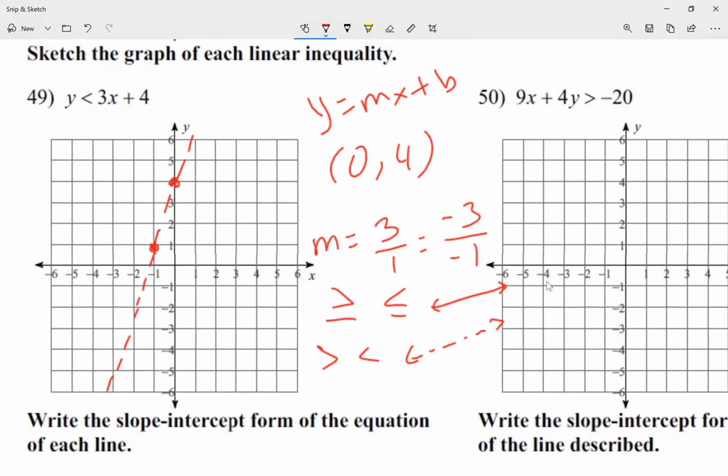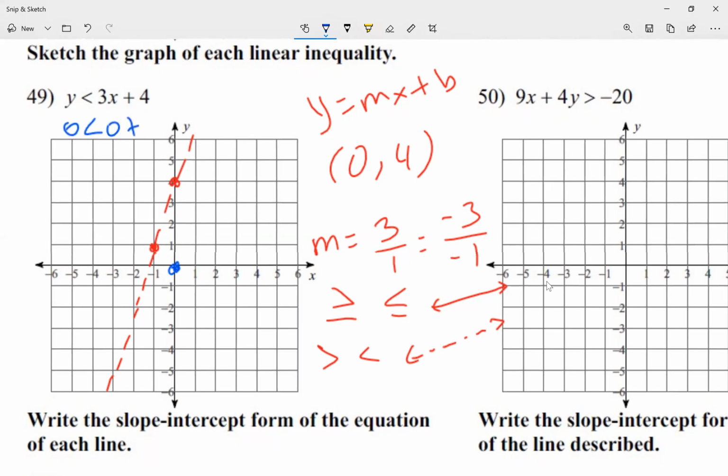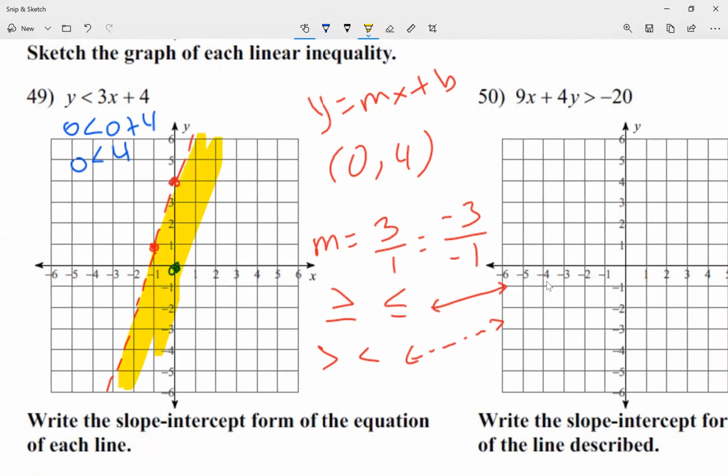And I also have to shade one of the sides of the line. Now, the way I'm going to find out is I'm going to choose a point that is not on the line. Let me choose the point 0, 0. And I'm going to plug it into my equation. If it makes sense, I'm shading this side. If it doesn't make sense, I'm going to shade the other side. So basically 0 is less than 0 plus 4. That gives me that 0 is less than 4. I got to ask myself, does that make sense? 0 is less than 4? Yeah, it does make sense. So I'm going to shade this side, the side that includes the point 0, 0.